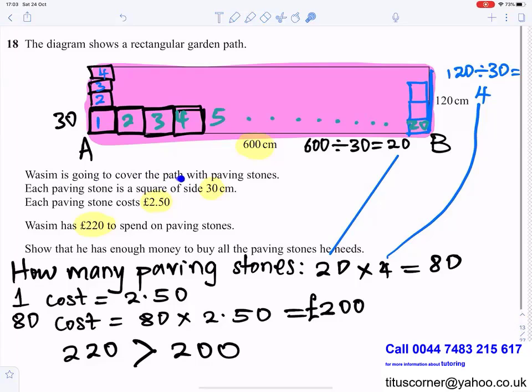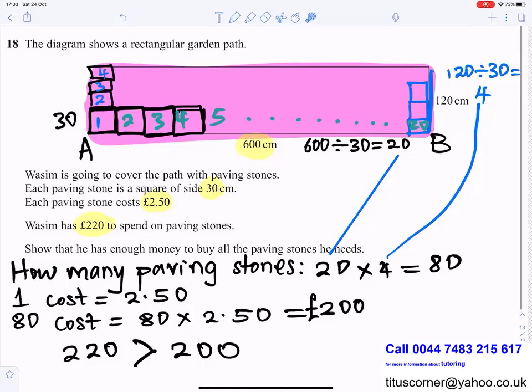Wasim is going to cover the path with paving stones. Each paving stone is a square of side 30 centimeters. Each paving stone costs £2.50. Wasim has £220 to spend on paving stones. Show that he has enough money to buy all the paving stones he needs.